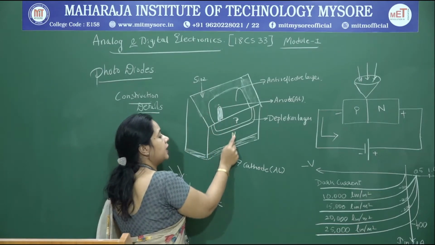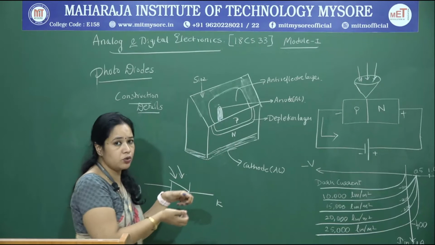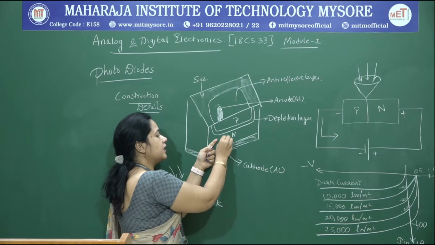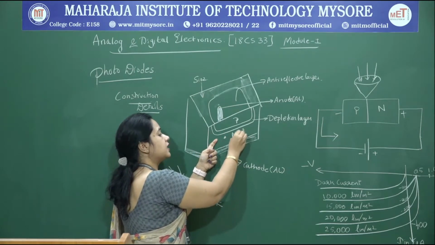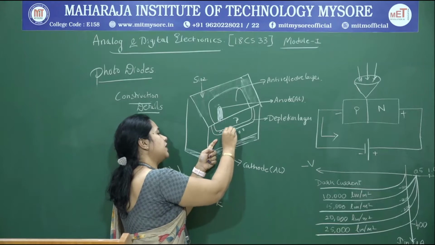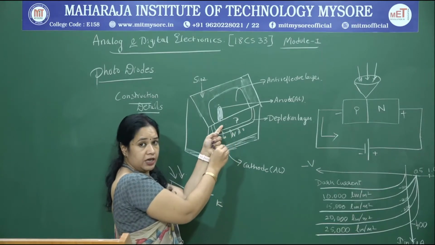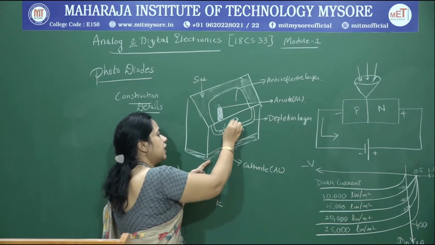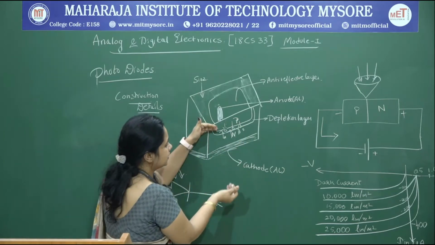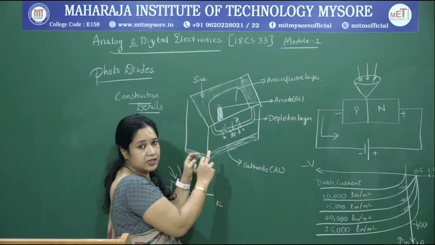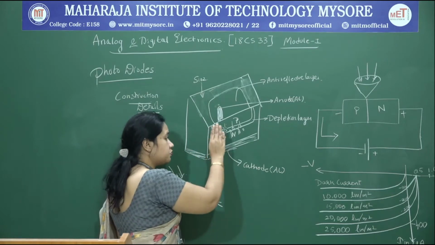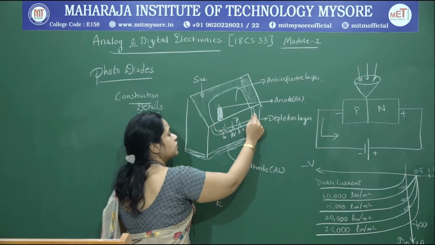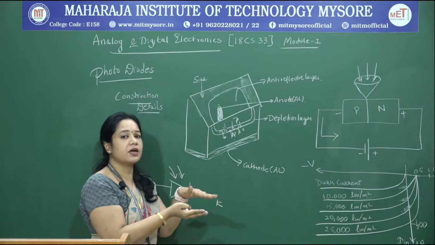Please note, when P and N type semiconductors are brought together, the electrons, which are the majority carriers in the N region, diffuse into the P region, and the holes, which are majority carriers in the P region, diffuse into the N region. As a result, a depletion region is created at the PN junction, stopping further movement of the charge carriers. So you can see the depletion region formed when P type and N type semiconductors are brought together.